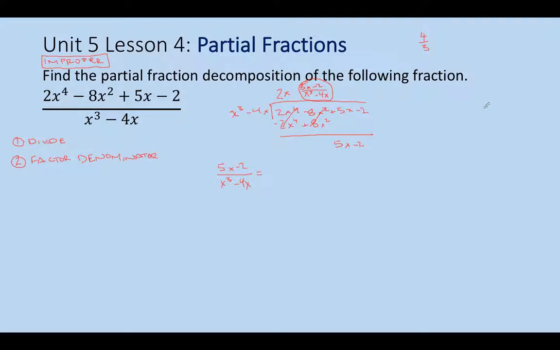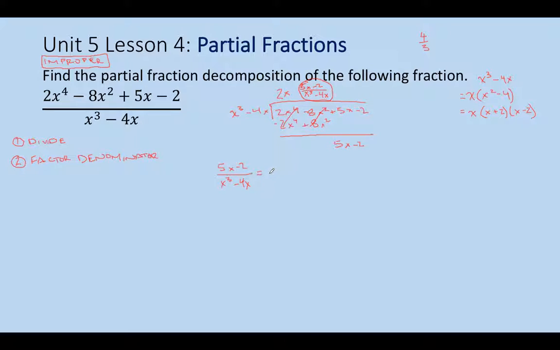Maybe I'll do the work over here. If I had x cubed minus 4x, I could factor out an x, in which case I'd wind up with x times x squared minus 4. You'll notice that that is a difference of squares. So I could turn that into x plus 2, x minus 2.